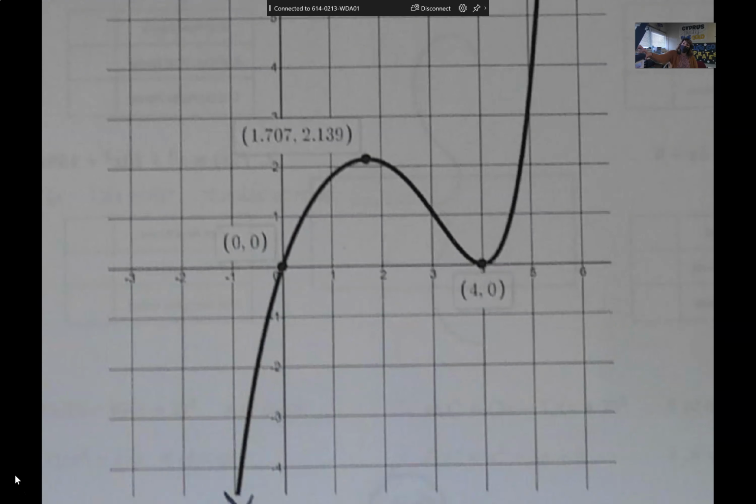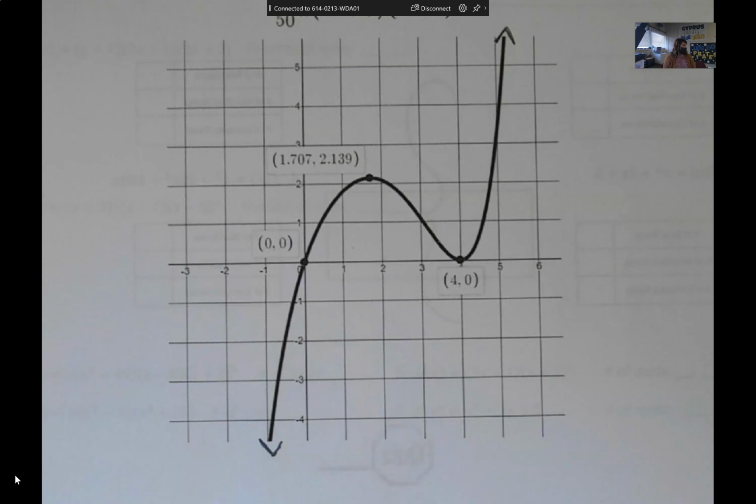Okay, how many increasing intervals do you have? You can just write one, two, or three. How many increasing intervals does this function have? Okay, let's see. Two. How many decreasing intervals does this have?